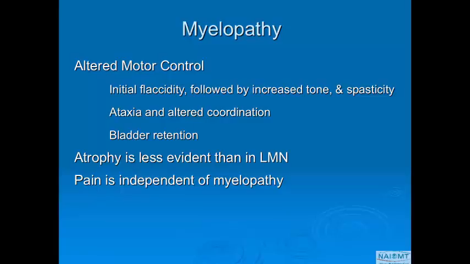Atrophy is typically not evident in myelopathy initially, especially when compared to lower motor neuron lesions. The tone and spasticity seem to preserve some of the muscle bulk, but this will waste over long-term myelopathic conditions. The phenomenon of pain is independent of myelopathy.